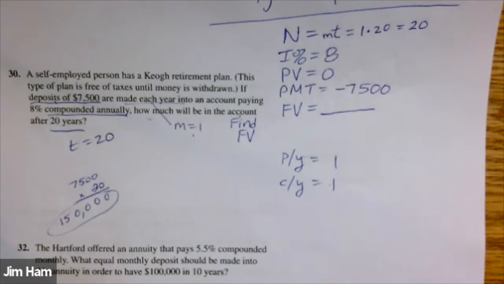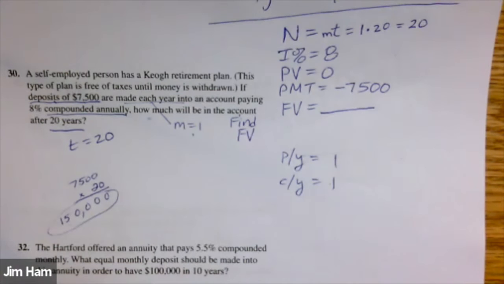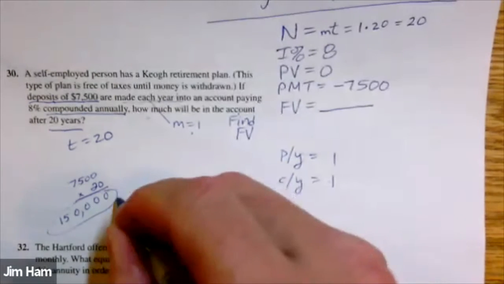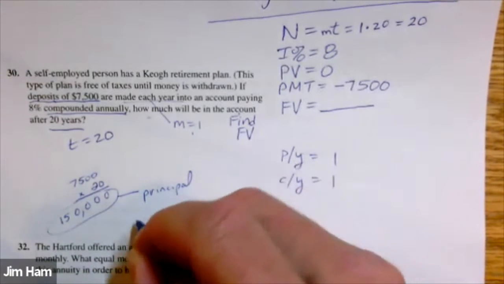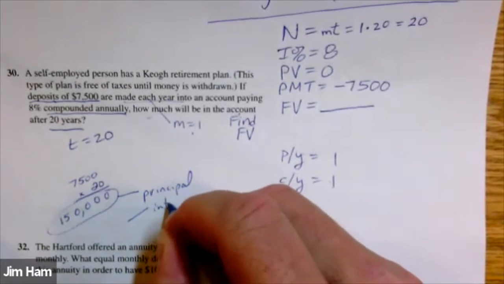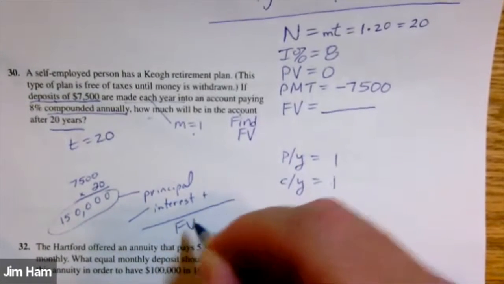But the future value is what that money grows to over those 20 years. So this is how much you invested. Let's go calculate the future value to see how much. And then we're going to calculate principal. And the other thing is the interest. And when you add those two together, you get the future value.